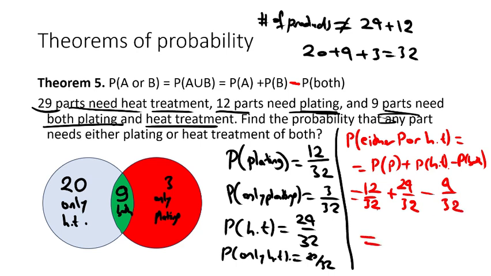And then 32 by 32, which makes 1. You see, which is okay, because now I counted all the possibilities, which is it needs either plating or heat treatment, and that includes all the possibilities. That is the reason that we get the result as 1.